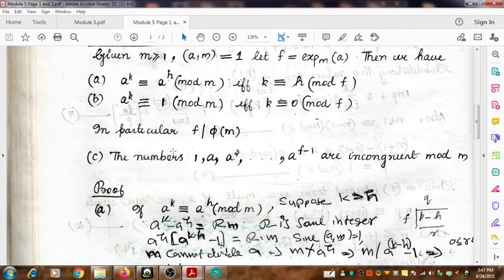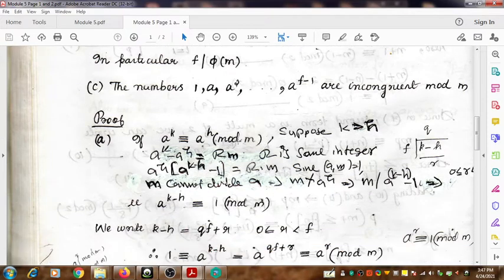There is nothing to prove in that case. If k is equal to h, then you can say that k is congruent to h mod m, because the same quantities are there. k and h are the same quantities, so their difference can be divided by m. So in that situation, it is easily proved. The proof of that part, that means if k equals h, can easily be completed.